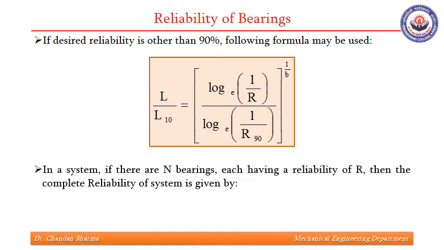There is one more variation. In a system, if there are n bearings, each having a reliability of R, then the complete system reliability shall be given by R raised to power n.